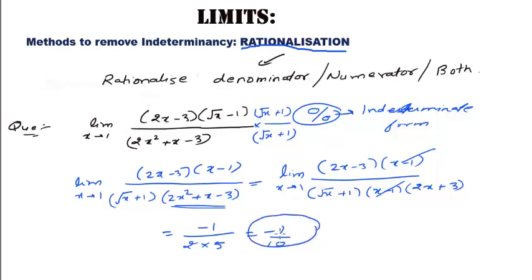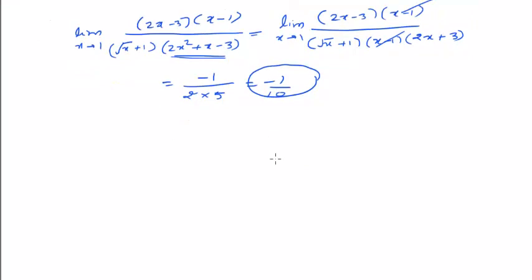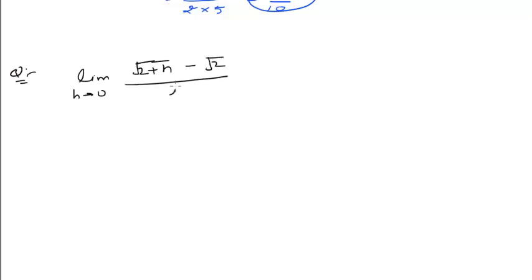Alright, so this is how we use a rationalization of numerator or denominator or both to remove indeterminacy. Let's have a look at one or two more questions. Okay, so the next question for you is: limit h tending to 0, (under root 2 plus h minus under root 2) whole by h. You have to evaluate this limit.